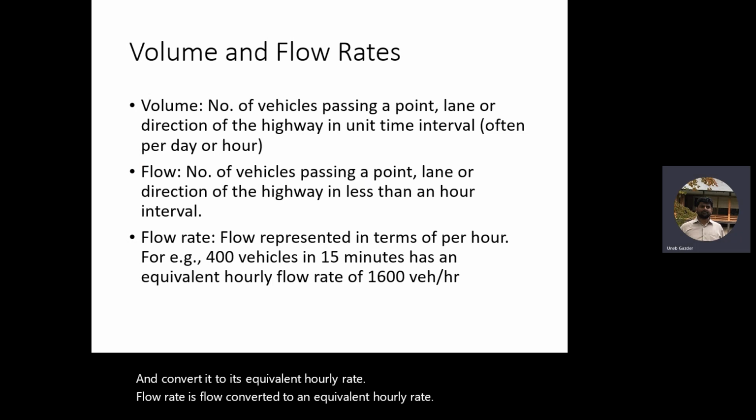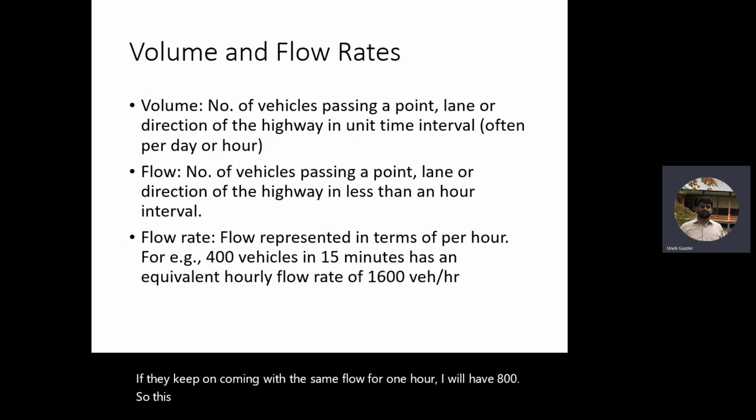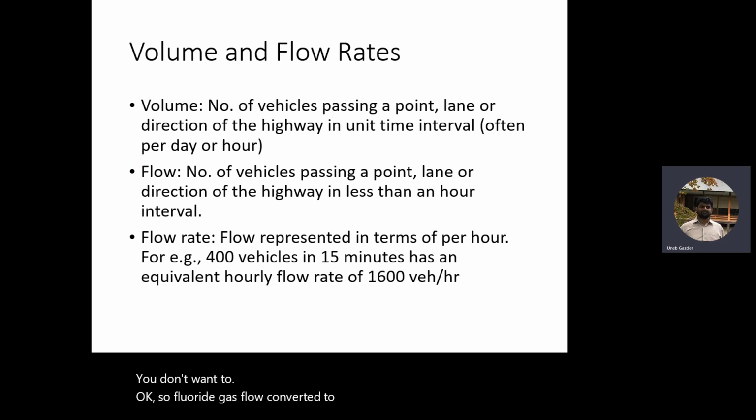How many vehicles you observed in 15 minutes? Please remember? 200. Sure? I'll check it. You don't remember. Okay. But let's say 200. Okay, let's say 200. Now, if vehicles come at the same rate, so in 15 minutes, 200. If they keep on coming with the same flow for 1 hour, I will have 800. So this 800 is now what? Flow rate. Okay. So flow rate is flow converted to an equivalent hourly rate.